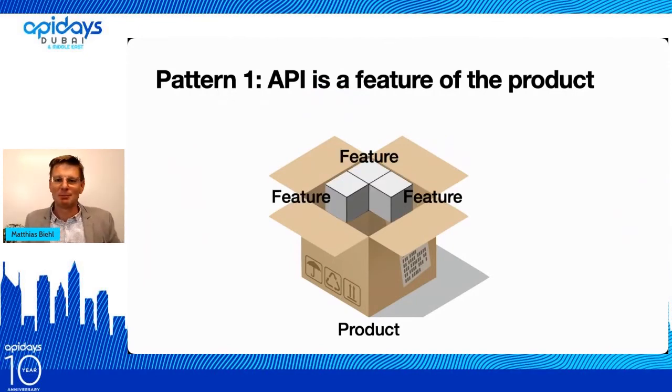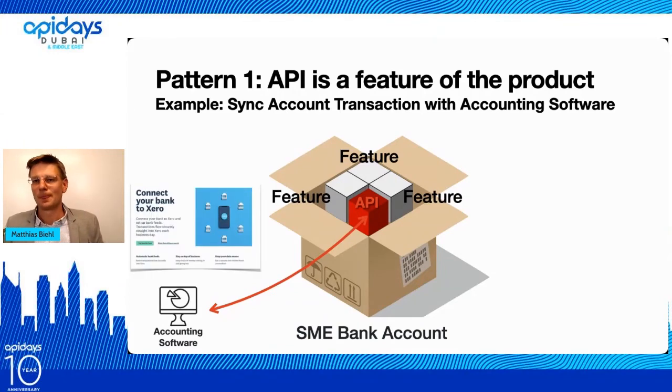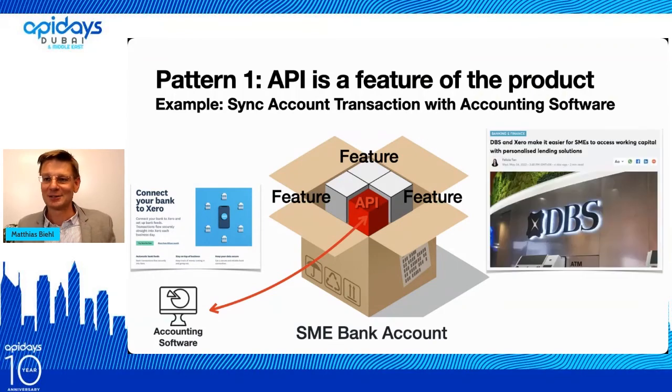A product like a bank account has several features, and the API is another feature of your product. Why is it another feature? Because, for example, this API would allow a synchronization with the accounting software, something that's very interesting for SMEs. So the API allows you to get all the transactions that happened in an account and take this information over into your accounting software, or take outgoing payments that you already have in your accounting software and push them into the banking system. Accounting software providers are already making commercial use of this, taking their connectivity to banks as a feature, and so do banks.